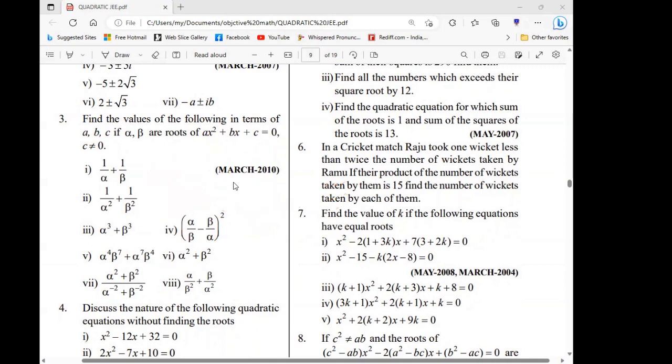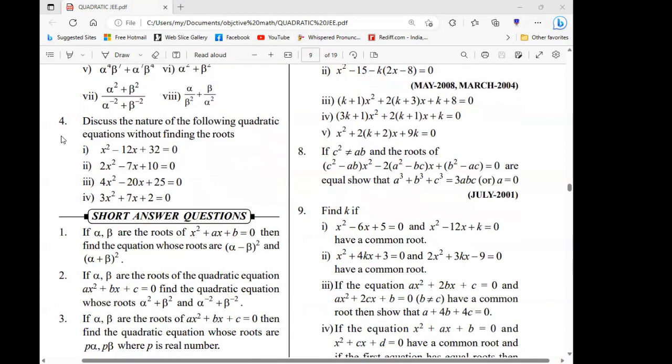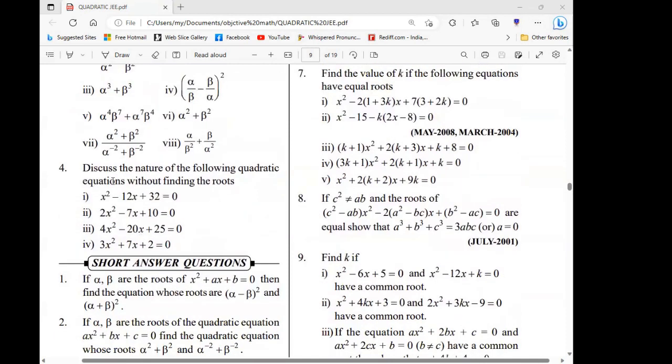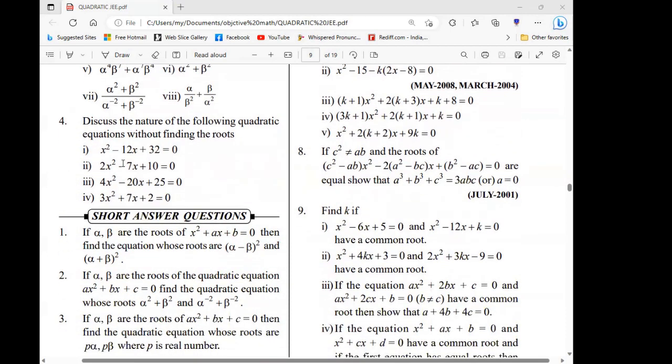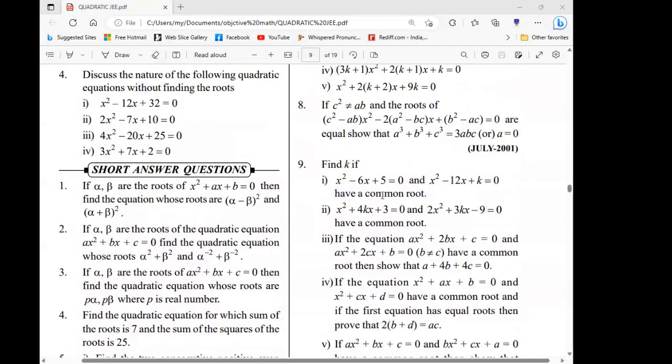Try these questions. Try to complete this up to 4. Next, here in the fourth question, discuss the nature of the following quadratic equations. Just calculate the delta value, the discriminant b square minus 4ac. According to that, define how the roots are looking. Okay. So up to 4, solve these questions and send me on WhatsApp. In the next class, we will discuss the remaining questions and answers.